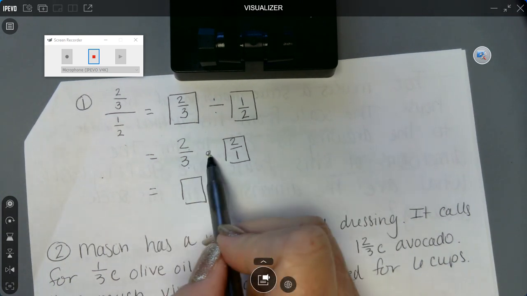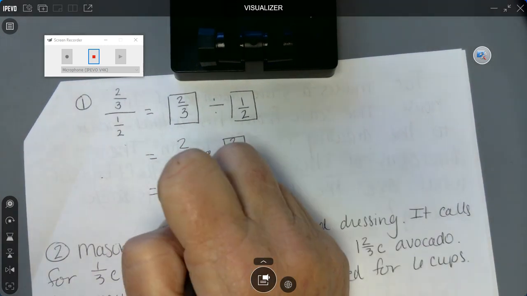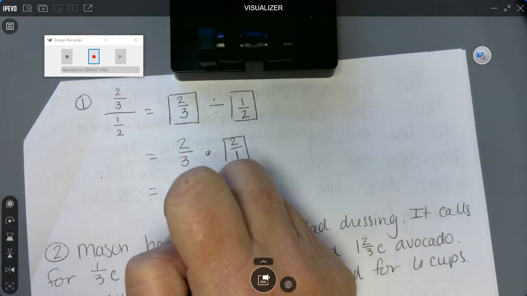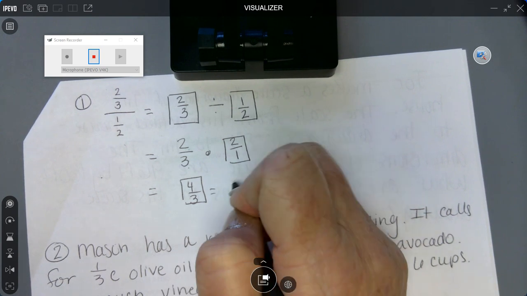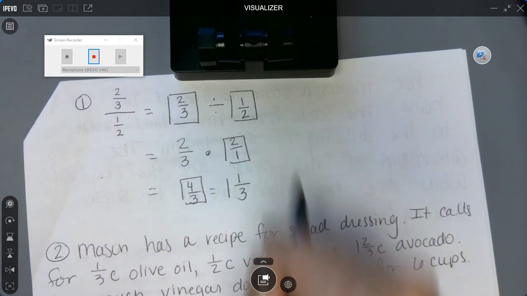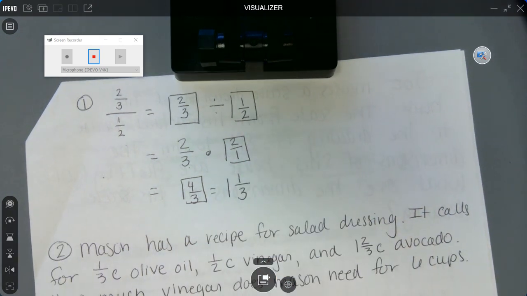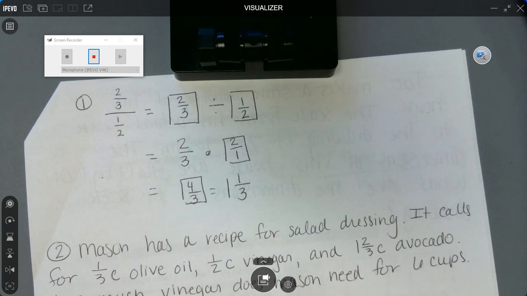What's 2 times 2? 4. What's 3 times 1? 3. 4/3 is really 1 1/3. So that's your answer. That's easy. Easy for some, hard for others. So make sure that you guys have this.